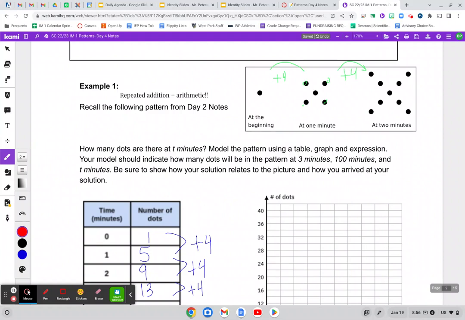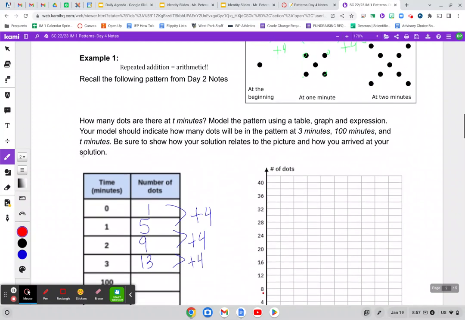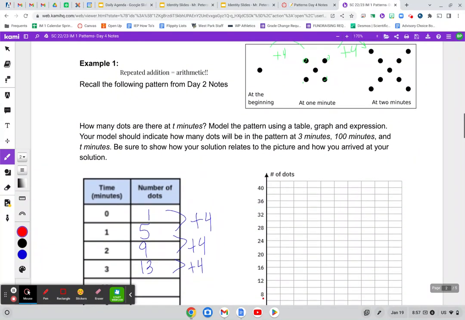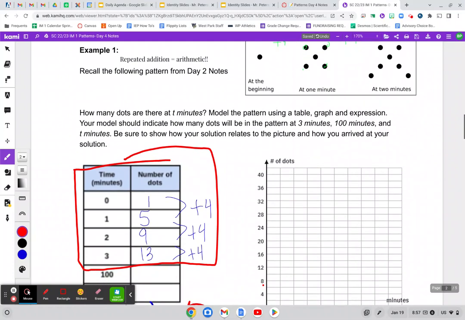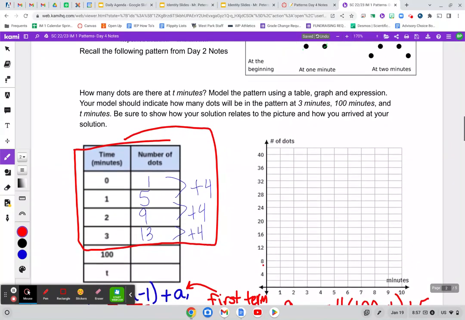All right, so now we need to make a connection here to a table. So at the beginning, there was 1 dot. At 1 minute, there was 5. And at 2 minutes, there are now 9. So when we throw this in a table, this should make sense, right? So at 0 minutes, no time has passed. We start with 1 dot. And at 1 minute, there's 5, 2 minutes, there's 9, 3 minutes, there's 13, and so on. So this is an example of a table.